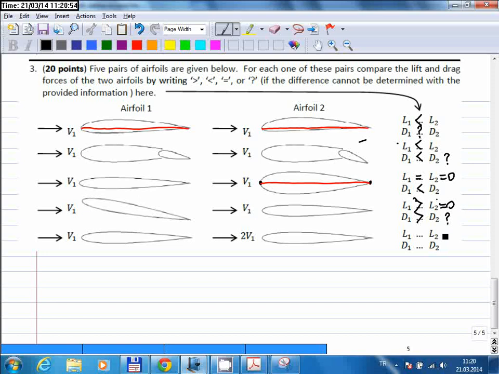Okay, so when we come to the last case, we have the same airfoil at the same angle of attack, which is 0. But the second one sees a larger free stream velocity. And since we have a symmetric airfoil at 0 degree angle of attack, the lift force should both be equal to 0. And the drag force for the second one should be larger, just because it has a larger dynamic pressure.